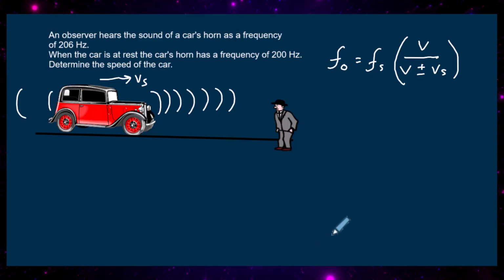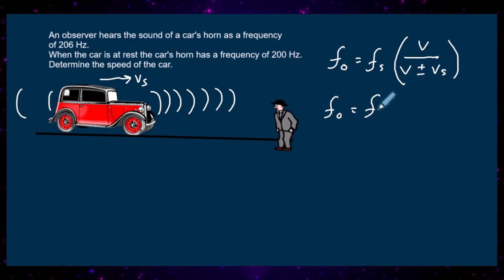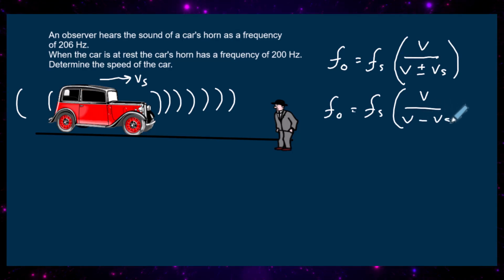The observer hears a higher frequency, so therefore f0 is going to be equal to the frequency of the source times the speed of sound divided by the speed of sound minus vs, because the car is approaching the observer. So now we've ascertained which equation we're going to use to calculate any of the frequencies. But we're not asked to calculate frequencies, we're asked to calculate this character here, vs. So that means we have to extricate that vs from that very complicated looking bit of algebra.